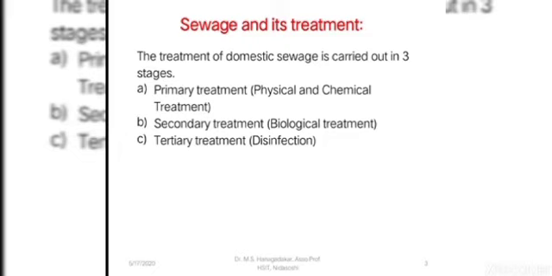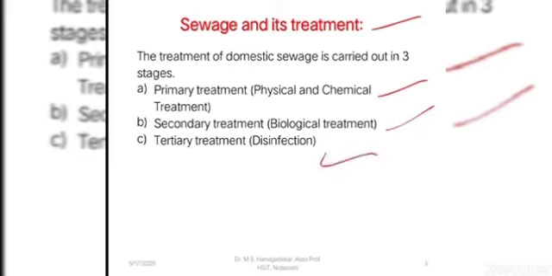Hence, the sewage treatment follows three important stages. What are the three important stages? The first one is the physical and chemical treatment process. The second one is secondary treatment, also known as biological treatment. And the third one is tertiary treatment. In tertiary treatment, the main important step is called disinfection.